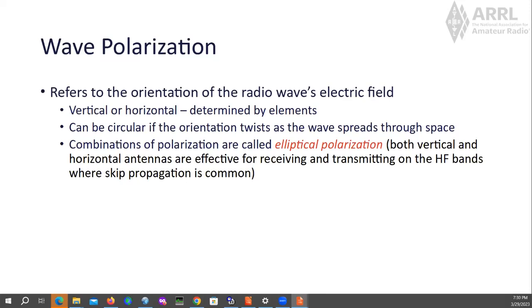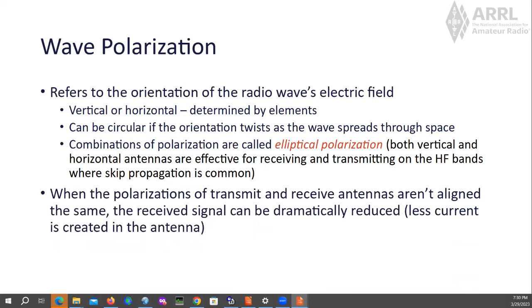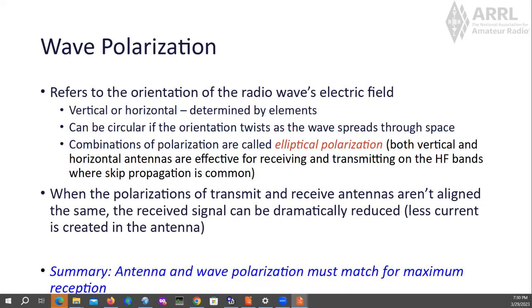Both vertical and horizontal antennas are effective for receiving and transmitting on the HF bands where skip propagation is common. When the polarization of transmit and receive antennas aren't aligned the same, the received signal can be dramatically reduced. Less current is created in the antenna. Summary: antenna and wave polarization must match for the maximum reception.